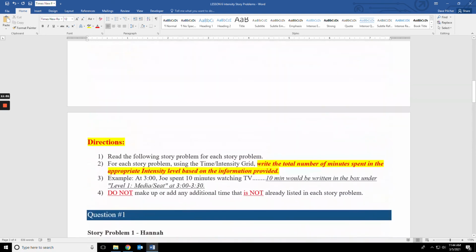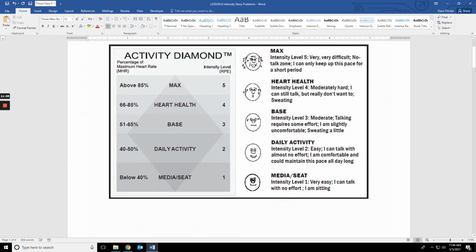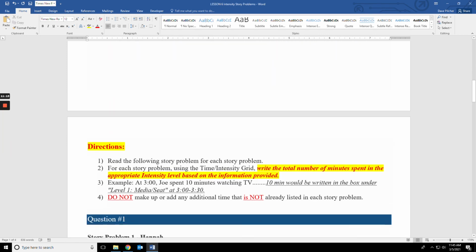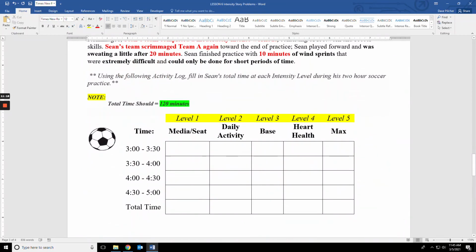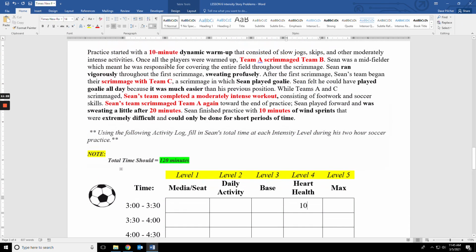Moderately intense. It's a good descriptor. So let's go up to the intensity chart, and where do we see the word moderately used? And there it is. So level 4. So I'll give you the first entry for Sean, which is moderate for 10 minutes. There you go. And then you can read the rest according to each of the scrimmage and descriptors used to fill out the chart.